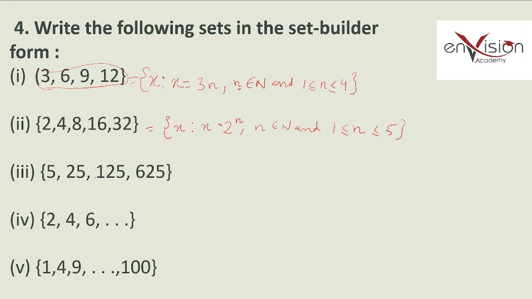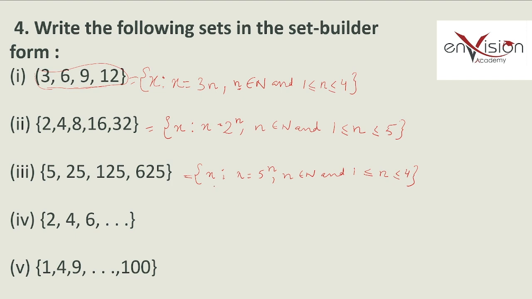Then we have 5, 25, 125, 625. It is clearly seen that this is 5, 5 square, 5 cube, 5 raised to power 4. So we can write it as x such that x is equal to 5 raised to power n, where n is a natural number and the condition on n is greater than or equal to 1 and less than or equal to 4.